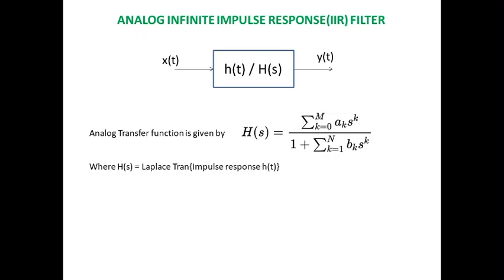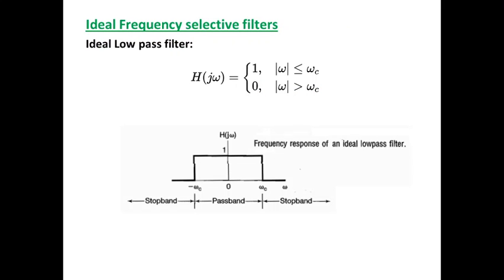H(s) is nothing but the Laplace transform of the impulse response h(t), and h(t) is found by taking the inverse transform of H(s). So now, having this in mind, we will see what the ideal frequency selective filters are.